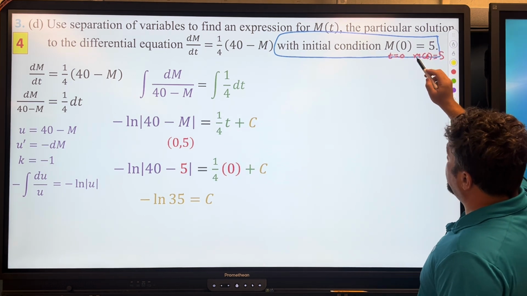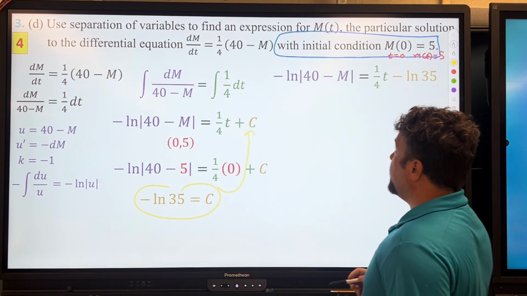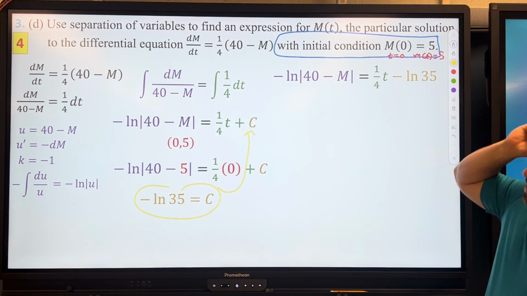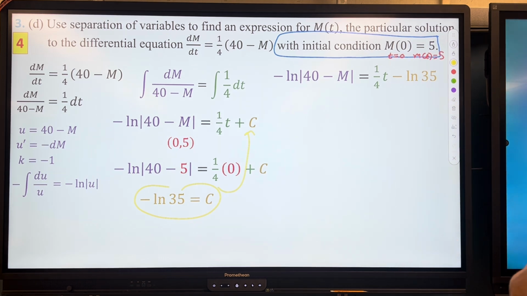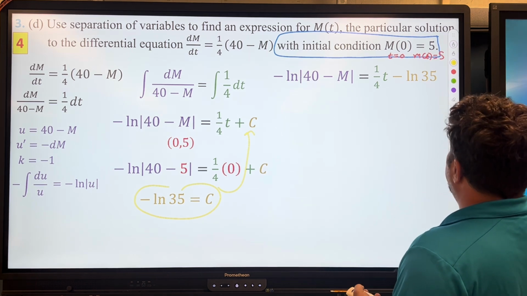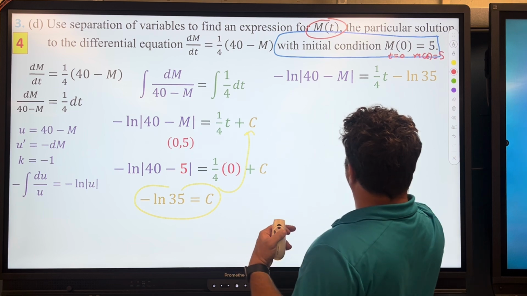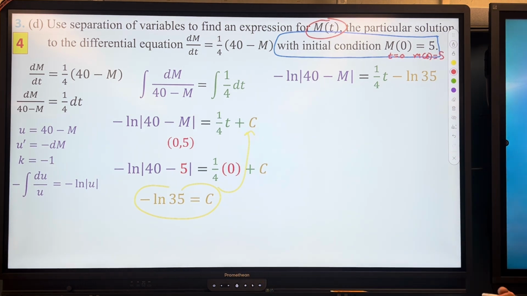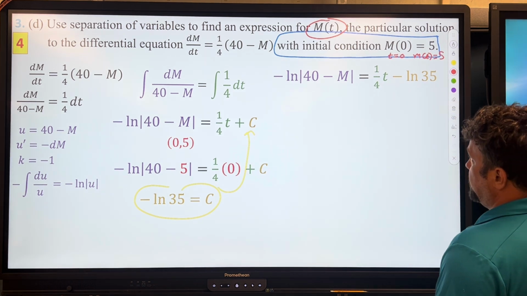I can actually take this and plug it into my equation, and I get a cool little equation: negative ln of 40 minus m equals 1/4 t minus ln 35. So now I have an equation, but the only thing they ask you to do here is find an expression for m of t. So I have to get m by itself. I put it as m of t is fine. So I have to isolate it.